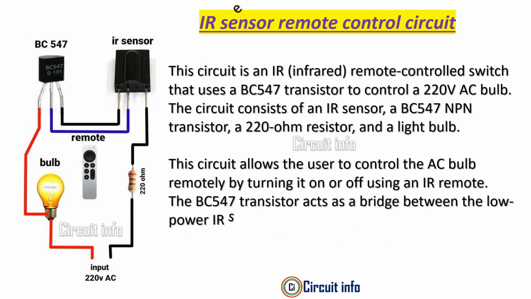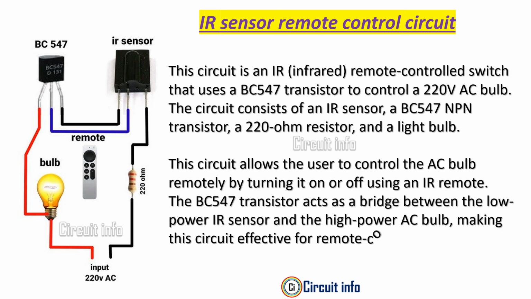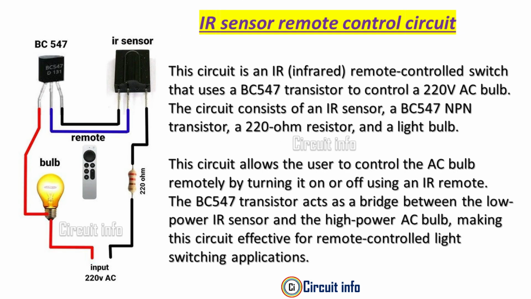This circuit allows the user to control the AC bulb remotely by turning it on or off using an IR remote. The BC547 transistor acts as a bridge between the low-power IR sensor and the high-power AC bulb, making this circuit effective for remote-controlled light switching applications.